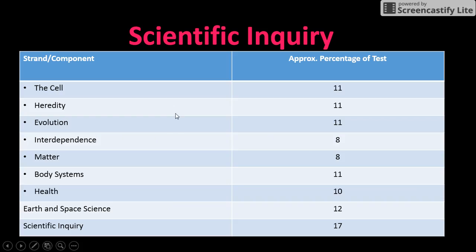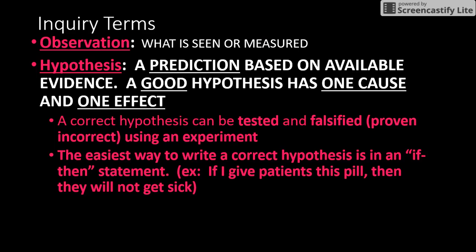So this is one of the most important strands of the biology EOC, scientific inquiry. So like independent variable, dependent variable, experiments, observations, stuff like that. It is 17% of the test. So if you can do well on this, you're sitting pretty to at least hopefully do well on the other parts. All right, key things.